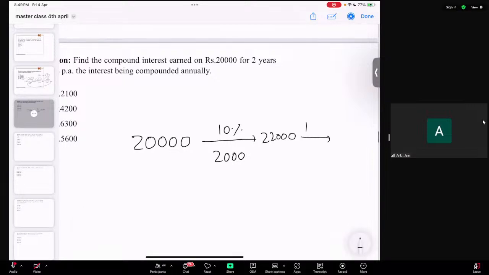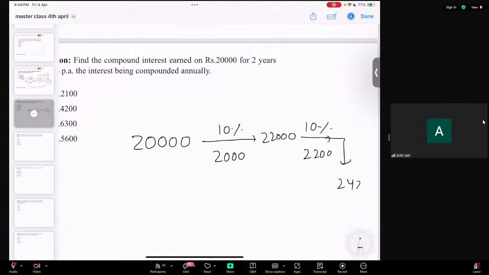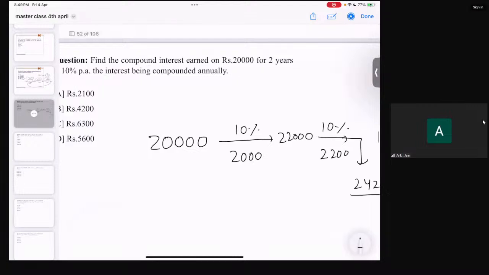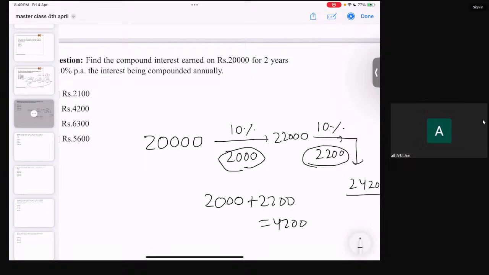Again, 10% rate of interest. 10% of 22,000 is 2,200. So it becomes 24,200. Now the question is, what is the interest? In first year he got 2,000, in the next year he got 2,200. So what is the total interest? Total interest is 2,000 plus 2,200, which is 4,200. 4,200 means answer is B option.